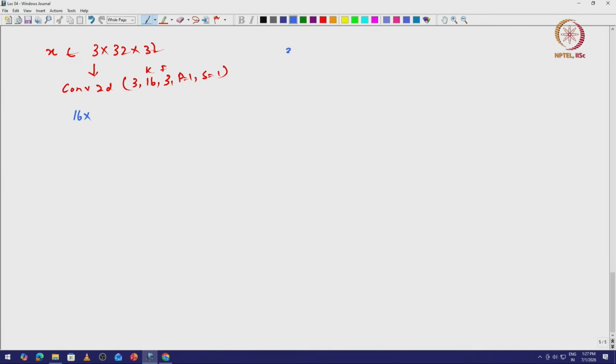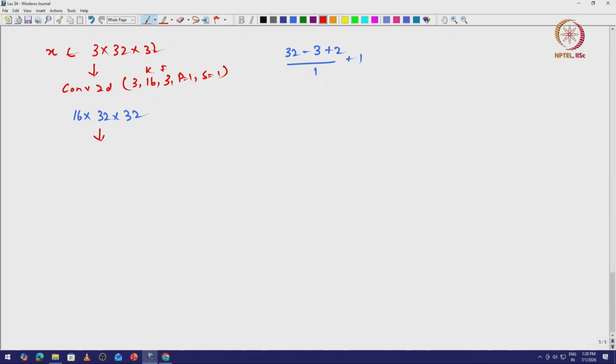So this is 32 minus 3, plus 2, divided by 1, plus 1. So 32 minus 3 is 29, 29 plus 2 is 31, 31 plus 1 is 32. This is 32 cross 32. This will be the output size of this Conv2D.